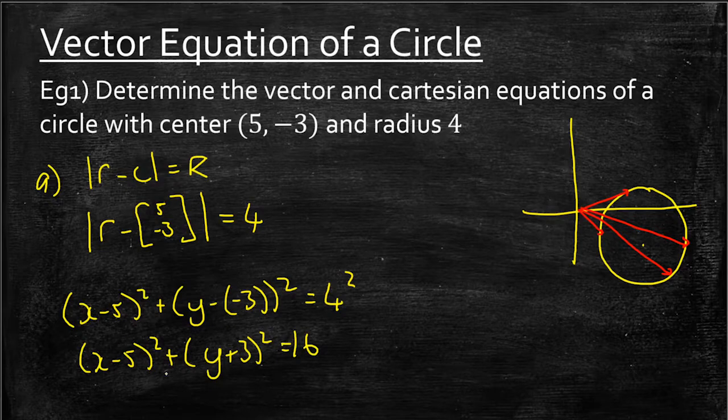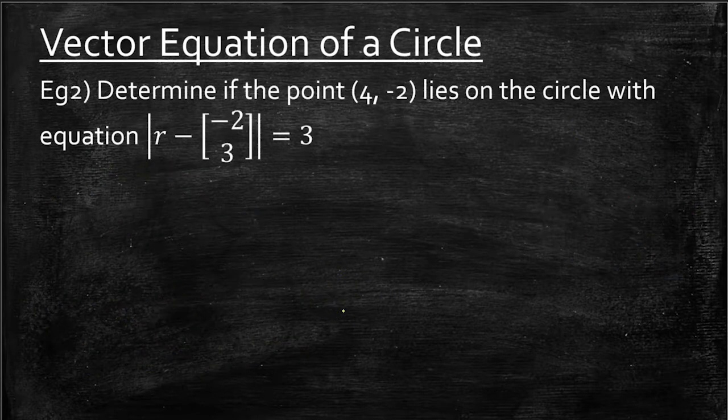Usually I would write it straight in the second way that I've done over here, but I'm just showing you to be careful with your negatives, because 2 negatives will make a positive at the end of the day, and don't forget to square your r value there. Alright, so determine if the point (4, -2) lies on the circle with the equation |r - (-2, 3)| = 3.